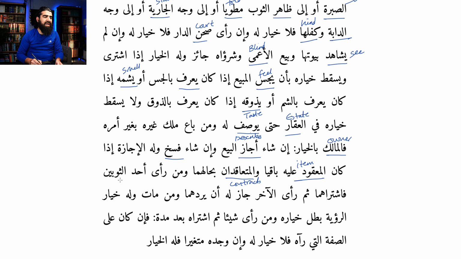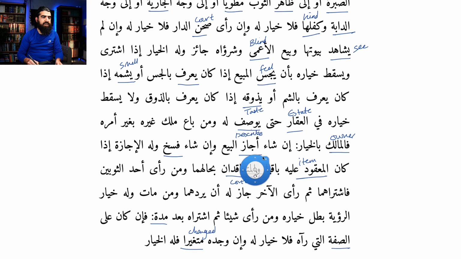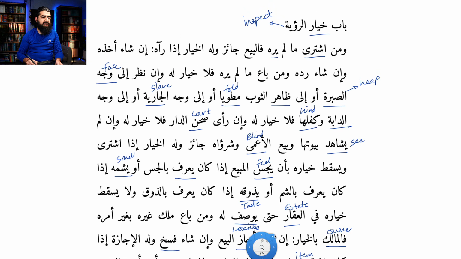بحالهما ومن رأى أحد الثوبين فاشتراهما ثم رأى الآخر جاز له أن يردهما ومن مات وله خيار رؤية بطل خياره. بطل means to become void. اشترى مدة, مدة means period of time. صفة is from the word wasf, which means description. متغير means changed. فله الخيار. A lot of these words are pretty much straightforward. There's nothing really difficult about these. Right, let's do a bit of tarkeeb then.